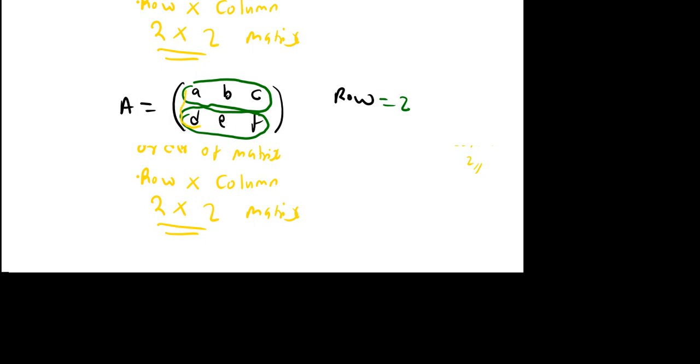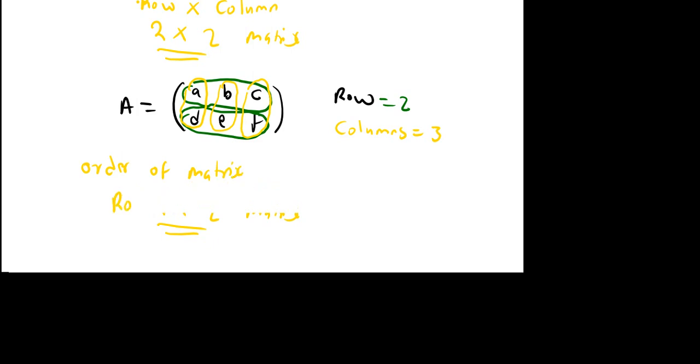Then you find out which ones are your columns, using a yellow color. That is 1, 2, and that's a 3. So we have got 3 columns. If you want to find the order of the matrix now, the order of a matrix is row by column, and this is a 2 by 3 matrix. That's how you can determine the row, and that's how you can determine the column.